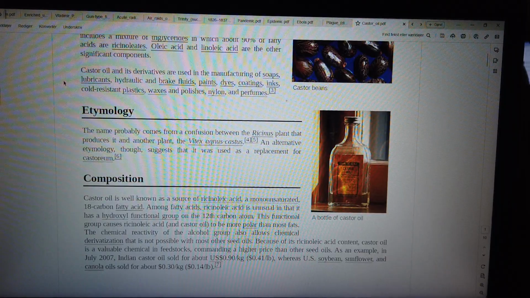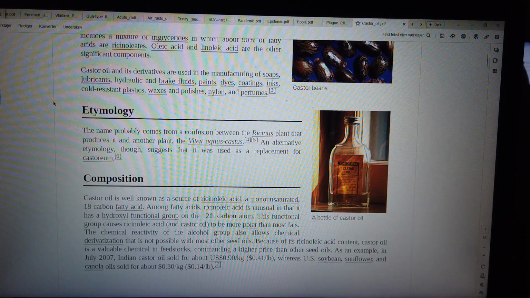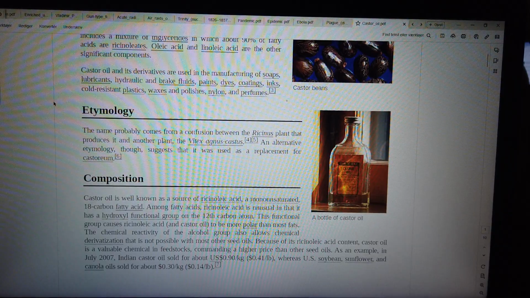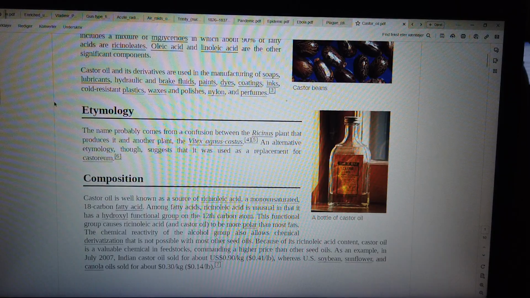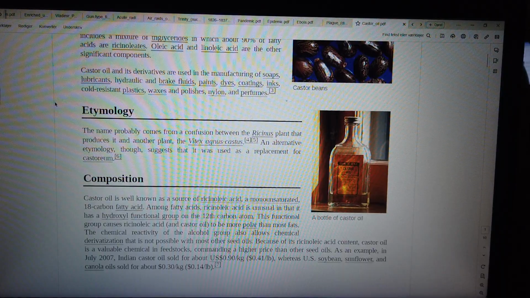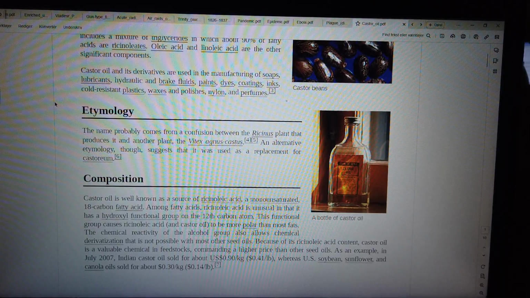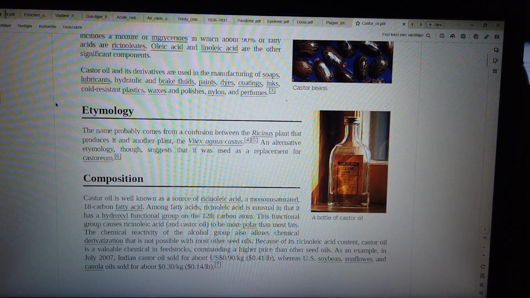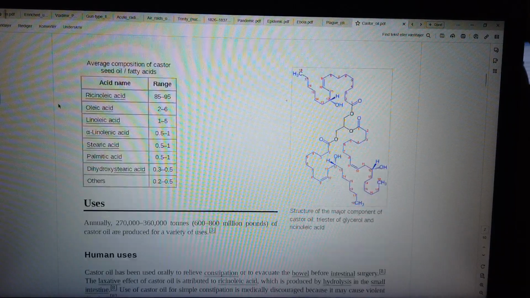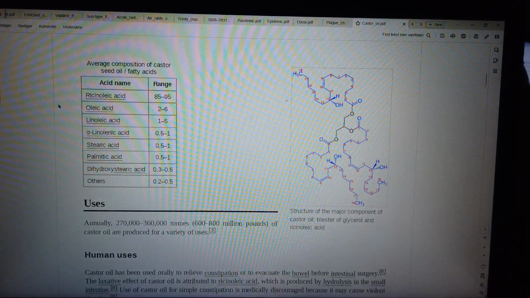Because of its ricinoleic acid content, castor oil is a valuable chemical in feedstocks, commanding a higher price than other seed oils. As an example, in July 2007, Indian castor oil sold for about $0.90/kilogram, $0.41/pound, whereas US soybean, sunflower, and canola oil sold for about $0.30/kilogram, $0.14/pound.